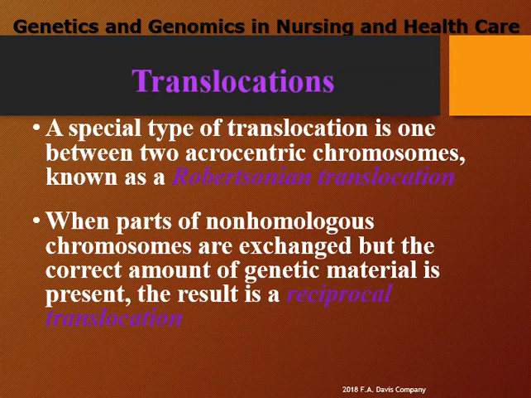So a special type of translocation, like I've said, is one between two acrocentric chromosomes. That is known as a Robertsonian translocation. When parts of non-homologous chromosomes are exchanged, but the correct amount of genetic material is present, then the result is a reciprocal translocation. And I've got some pictures of each coming up shortly.